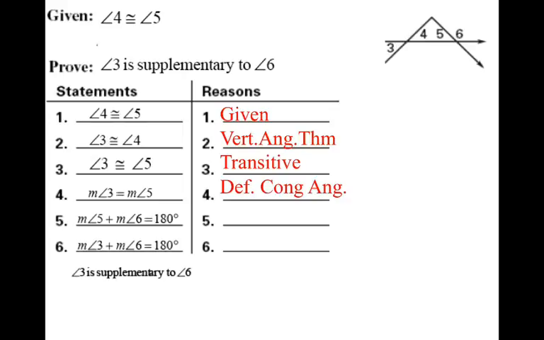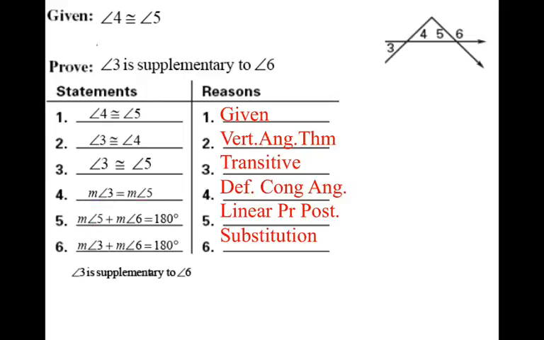Now, step 5, if you look at angle 5 and angle 6, look at where they are in the diagram. 5 and 6 form a linear pair. So if they're a linear pair, then I know they're supplementary by the linear pair theorem. And then from step 5 to step 6, we basically just changed the 5 to a 3. And the reason I can change the 5 to a 3 is because up here in step 4, I said they were equal to each other. So I can plug in one for the other one, and that's called substitution.